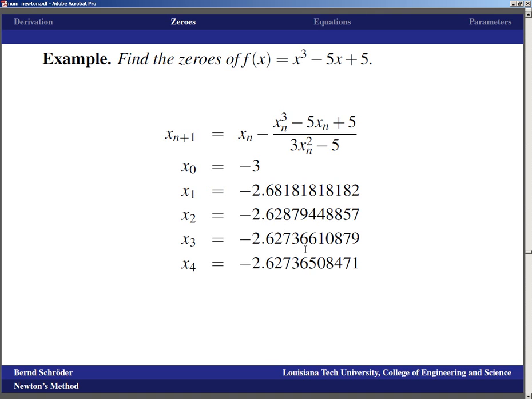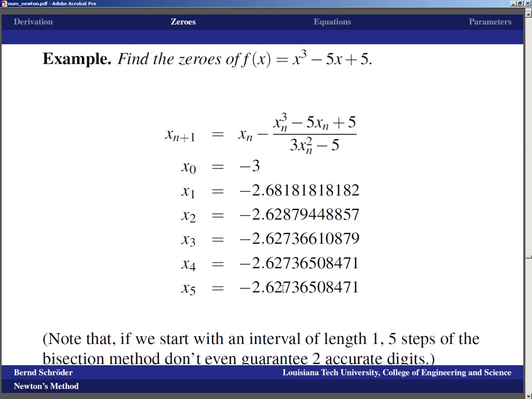And here we're starting to see something because the 2.6 stayed stable, the 2 is staying stable, the 736 apparently is staying stable, and in the fifth step, all the digits are staying stable. So that means now, unless there's something seriously wrong with my computer, this number will keep repeating. So after 5 steps, Newton's method is stable, and we have found 11 valid digits behind the decimal point.